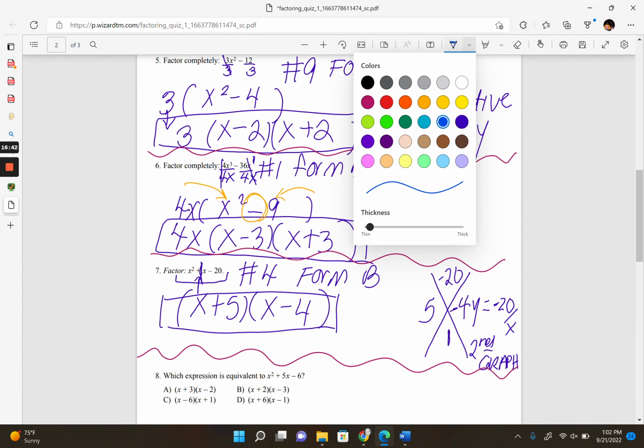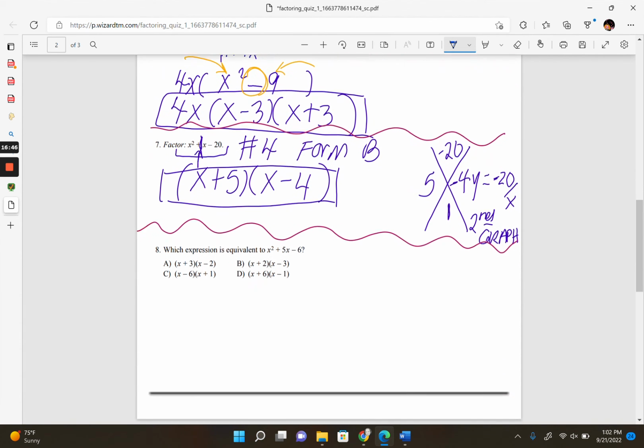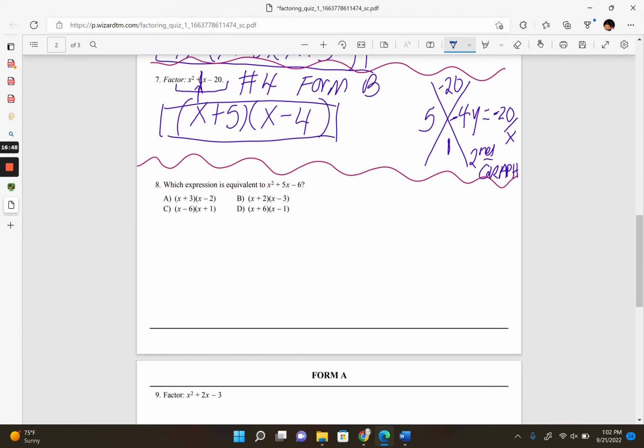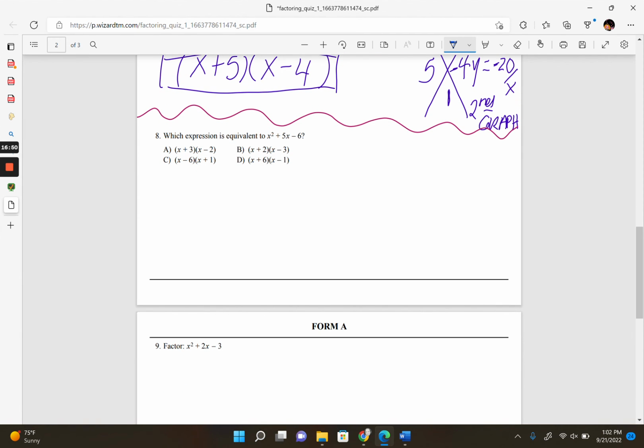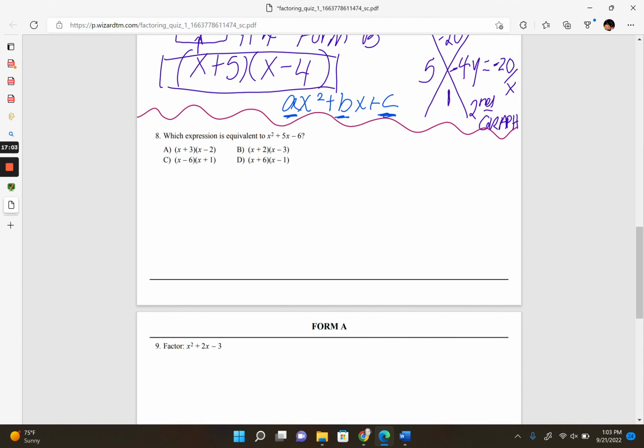But remember, if the b is positive, the bigger number has to be positive. And remember the a, b, and c. So it was ax squared plus bx plus c. Here's your a, here's your b, here's your constant term. More to follow on that beautiful quadratic.